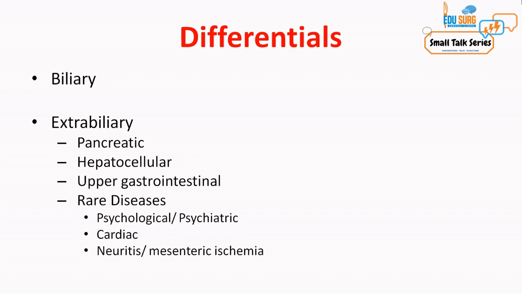Extrabiliary predominantly includes pancreatic disorders or liver related diseases. Rarely the patient can have upper gastrointestinal tract disorders and few other rare disorders such as biliary dyskinesia or neuritis or mesenteric ischemia. Some of these disorders may have psychiatric or psychological origin. However, these are diagnoses of exclusion. As we are always told, rare diagnosis is rarely right. Predominantly, these patients fall into biliary or hepatopancreatic and upper gastrointestinal extrabiliary etiologies.